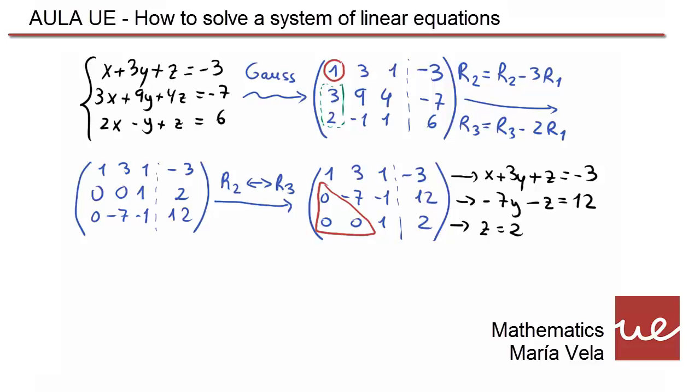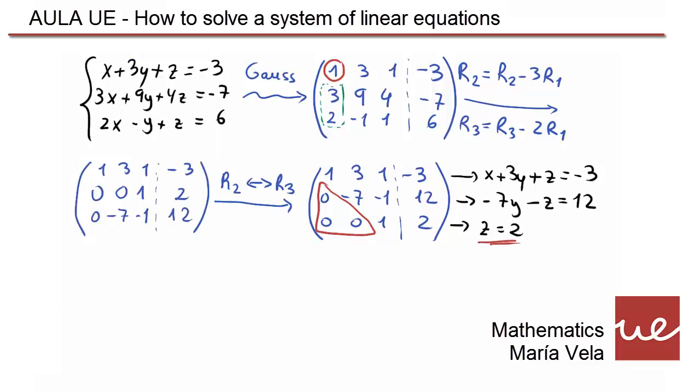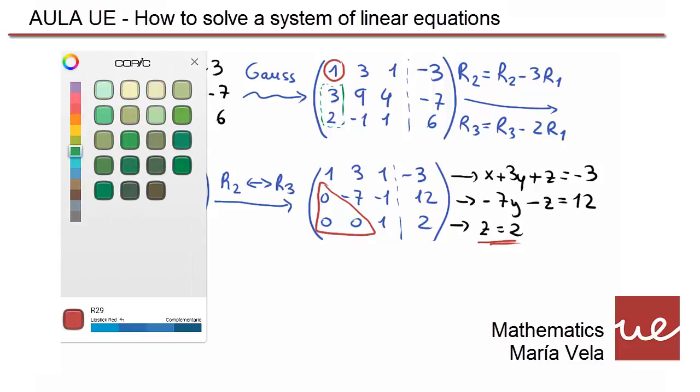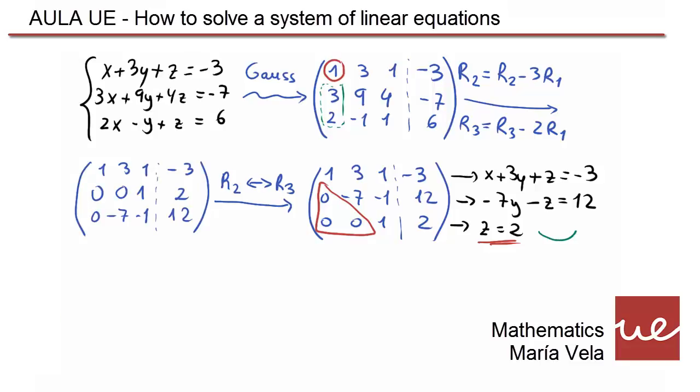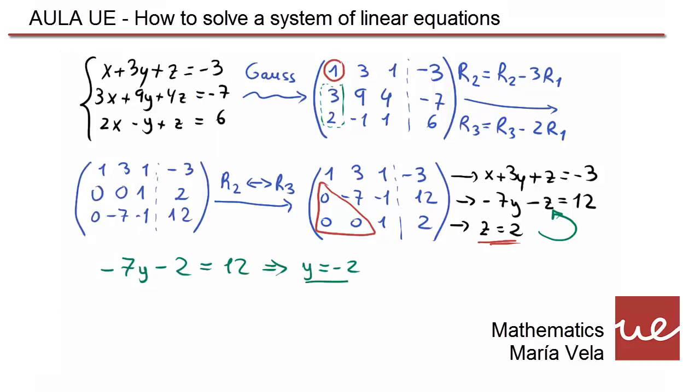And you can see that we already have the solution for z. Z must be equal to 2, and we can just find out the solution of the other unknowns by replacing this value into the previous equation. So if you replace z equals 2 in the second equation, we get minus 7y minus 2 equals 12. And if you operate a little bit, you find out the value of y. Y must be equal to minus 2.